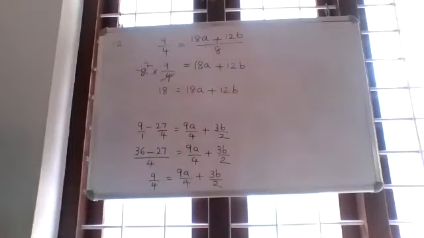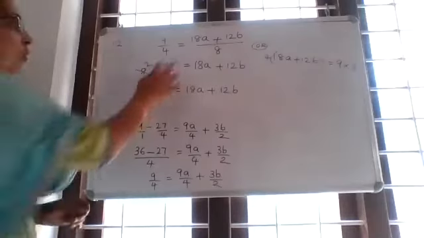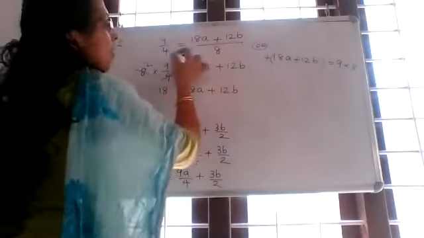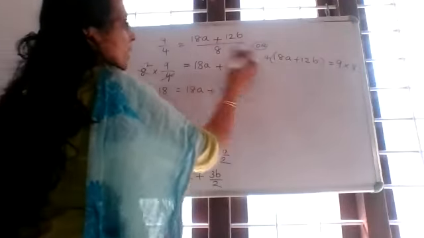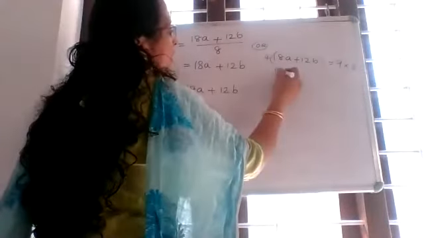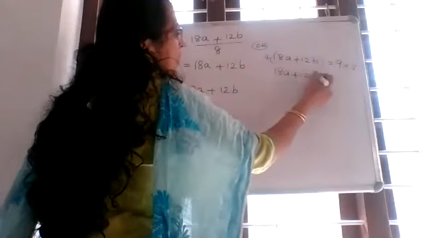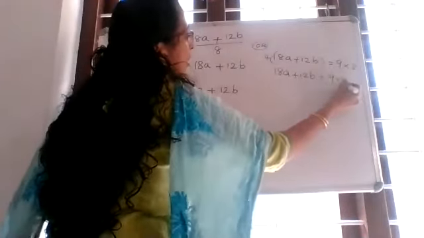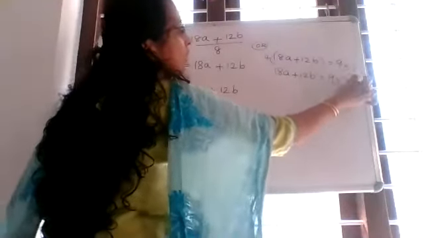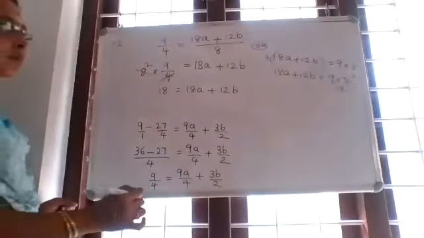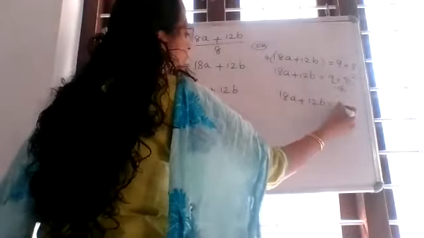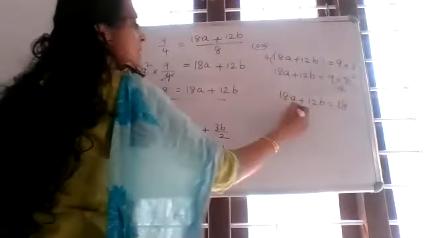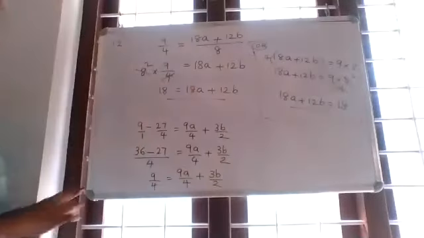I think you got it. If you don't know this method, you can follow just the cross multiplication method. 18a plus 12b into 4 is equal to 9 into 8, no need of multiplying this. 18a plus 12b is equal to 9 into 8 divided by 4. 4 into 8 is 2 times, so 18a plus 12b is equal to 9 2s are 18. Same answer, no? So either this method or this method you can apply.